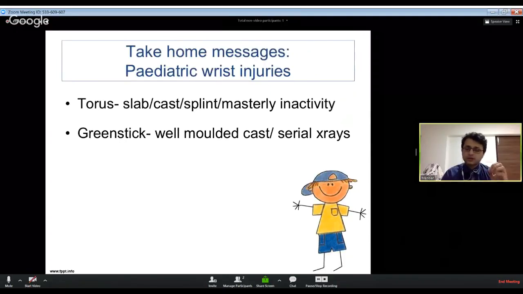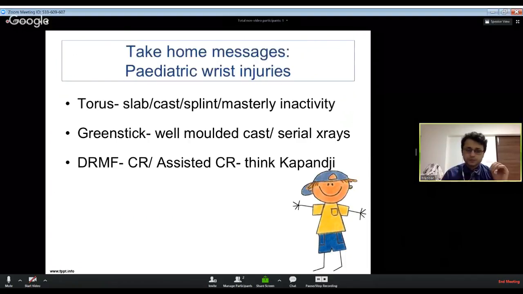Green stick fractures, see to it that you get a good, well-molded cast. Preferably not on the first day, give a slab and then change it to a plaster after 4 days. See to it that you get good serial X-rays every week or so for the first couple of weeks.